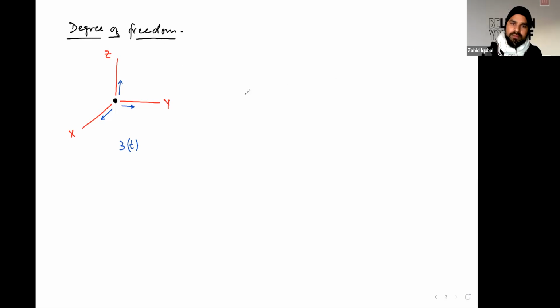Suppose you have to calculate the number of ways for a diatomic molecule, let's say H2 molecule, N2 molecule, or any other particle. Suppose this is any diatomic molecule, where a particle is attached at this end and a particle is attached at this end. This molecule will tend to move along x-axis, along y-axis, and along z-axis as well. So we can say it will have 3 different ways of translational motion. Is it clear?